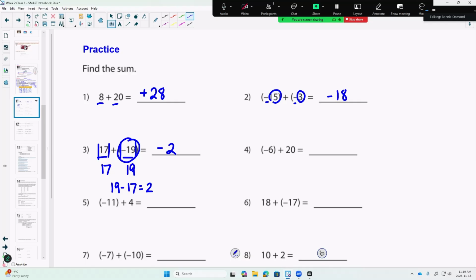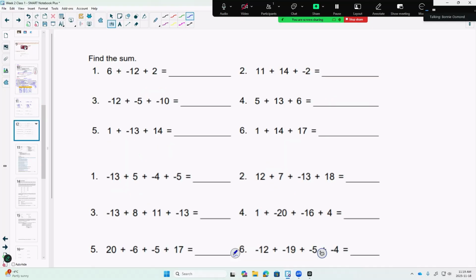Okay, number 4, negative 6 plus 20. Again, I have a negative and a positive here. So I need to find the absolute values of both numbers, 6 and 20. I'm going to subtract the numbers. 20 take away 6 is 14. I have to look at my absolute values to decide if it's going to be a positive integer or a negative integer. 20 is bigger than 6. Excuse me, 20 is positive, so my answer is going to be positive 14.